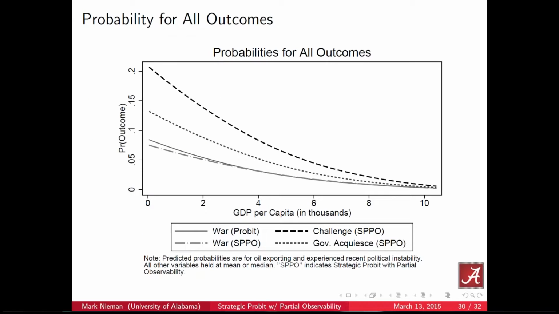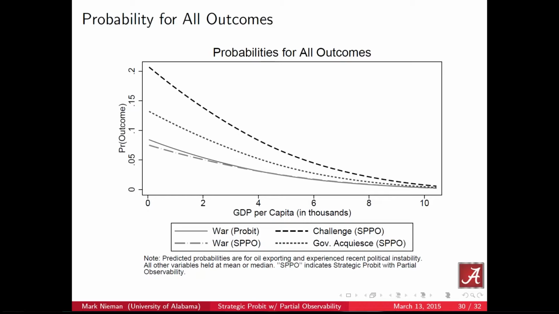Moving to the predicted probabilities of each outcome, I want to note that the y-axis here is the probability of an outcome. The x-axis is going to be changing the level of GDP per capita. The solid line is the war Probit outcome. The long dashed line is the war outcome predicted from the strategic Probit. The thick dashed line is going to be a challenge outcome predicted from the strategic Probit, and then the short dashes are going to be a government acquiesce outcome predicted by the strategic Probit.